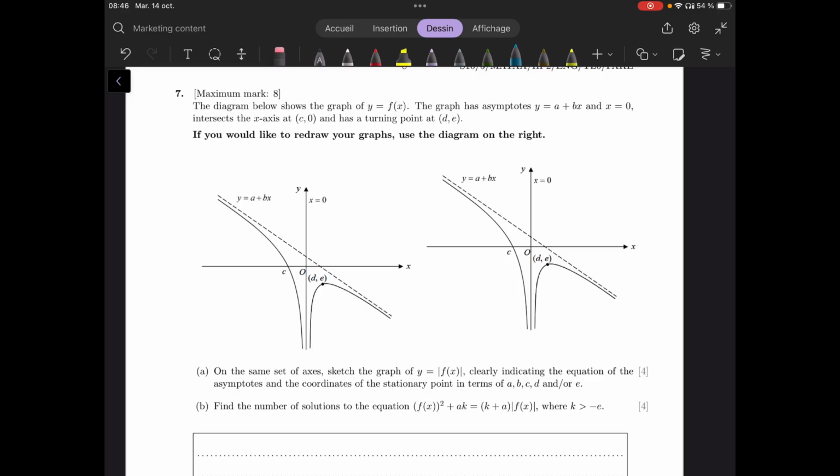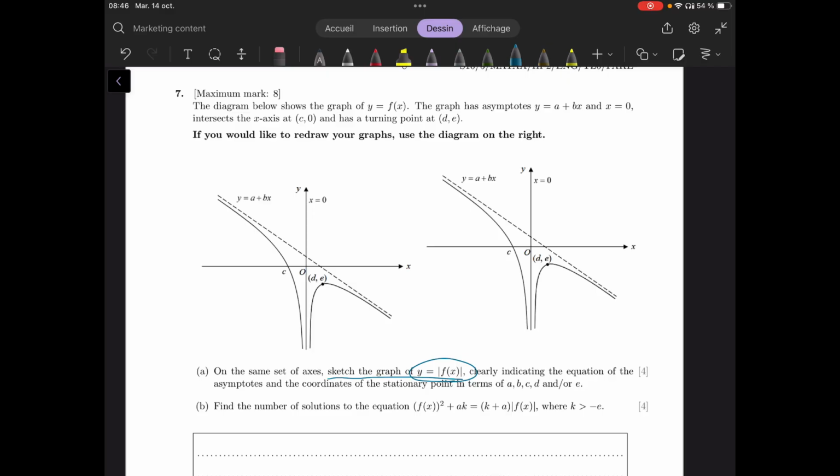Question 7. You're given a graph. Part A. Sketch the graph of this, clearly indicating the equation of an asymptote and the coordinates of a stationary point in terms of a, b, c, d, and/or e. Sure. How do we get this graph?